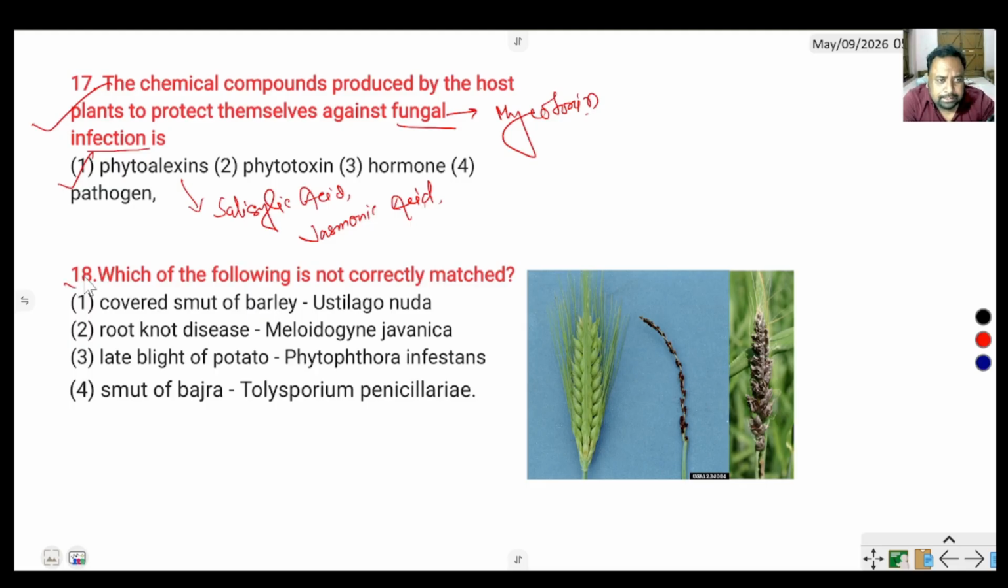Question number 18 says, which of the following is not correctly matched? Covered smut of barley, that is Ustilago nuda; root knot disease by Meloidogyne javanica; late blight of potato, Phytophthora infestans; and smut of bajra, Tolyposporium penicillariae. So the incorrect option is option number 1, because covered smut of barley is caused by Ustilago hordei.